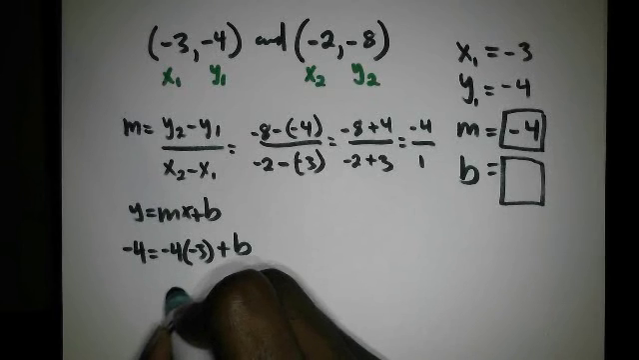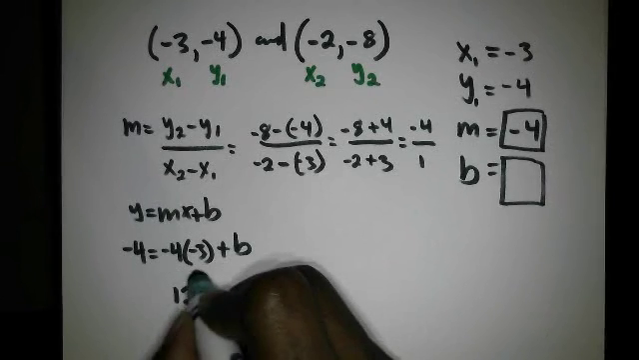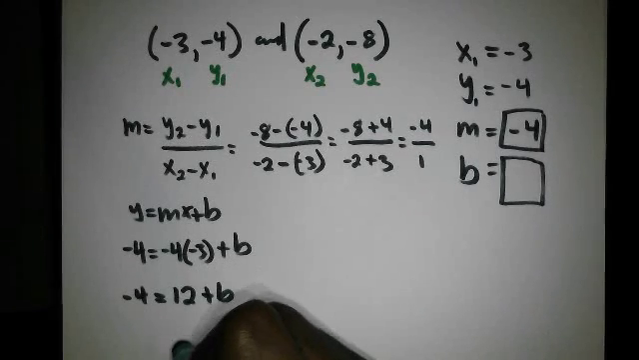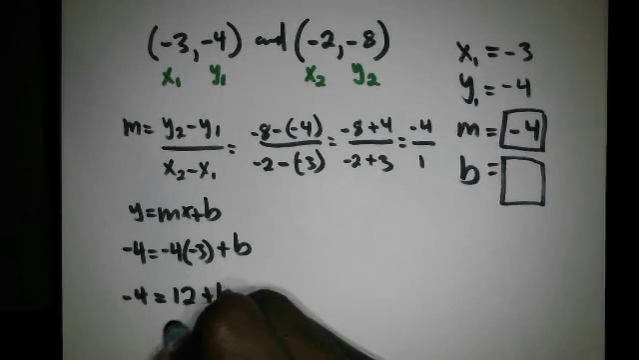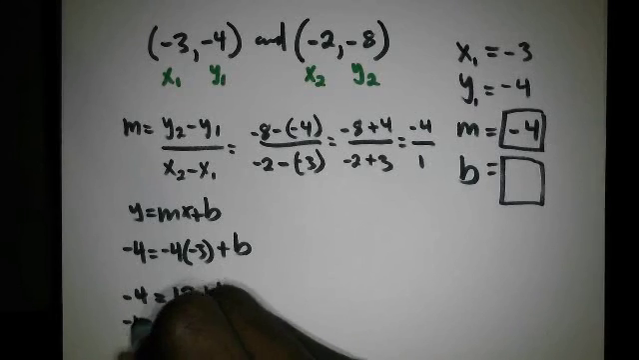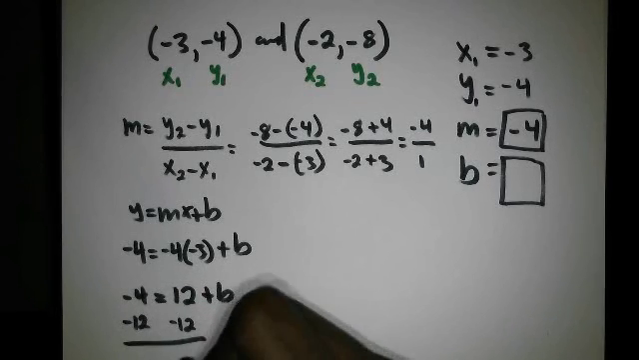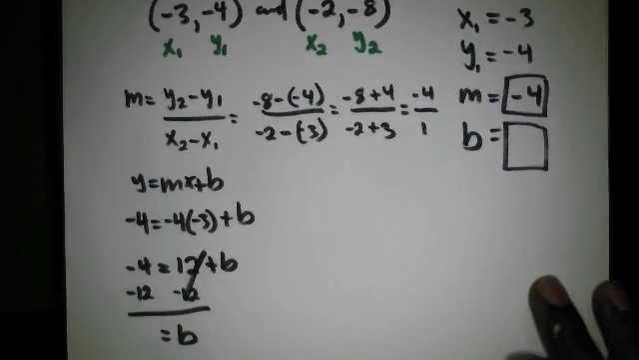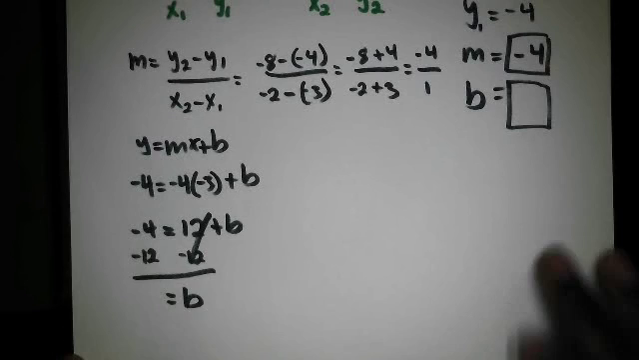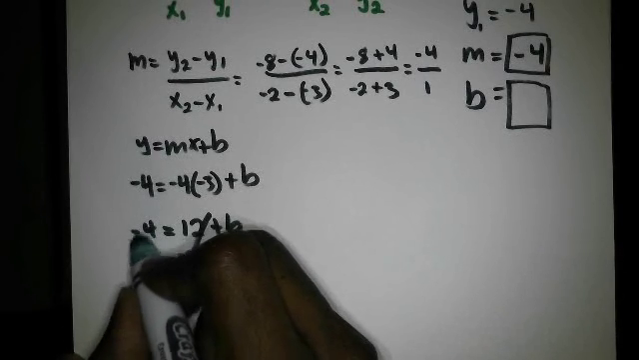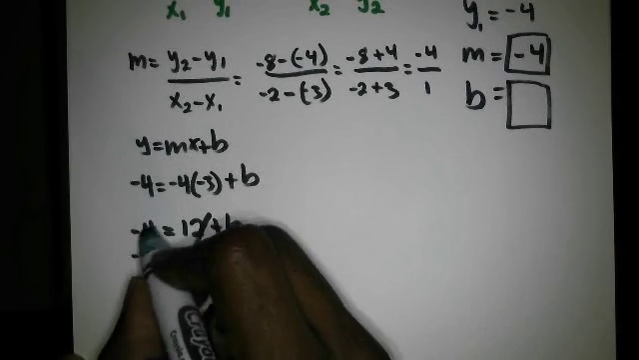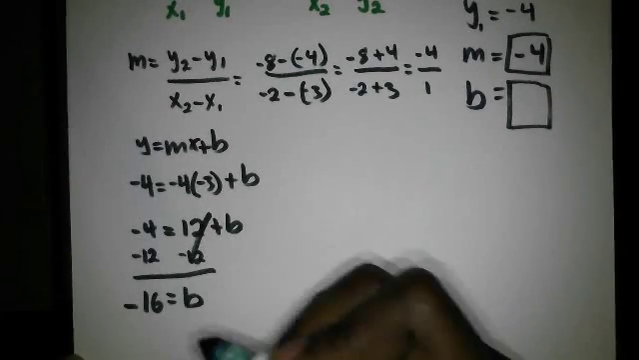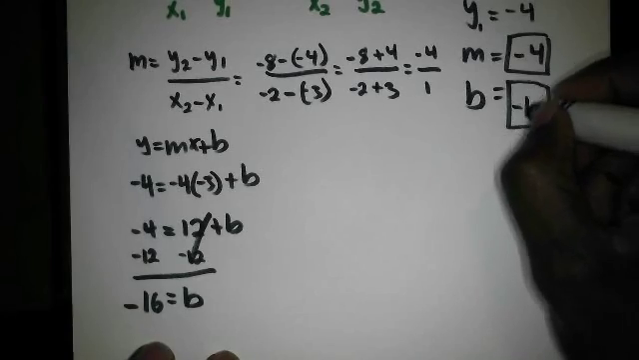Multiply these two together, we have positive 12. Remember, negative times negative is positive, plus b. And we have negative 4 here. In order for us to get the b by itself, we've got to subtract 12 from both sides. Alright, and what we have here, this cancels, which leaves me with b. And on this side is negative 4 minus 12. Remember, they both have the same sign, so we add the numbers. This becomes 16 and keep the sign. So that means b is negative 16.